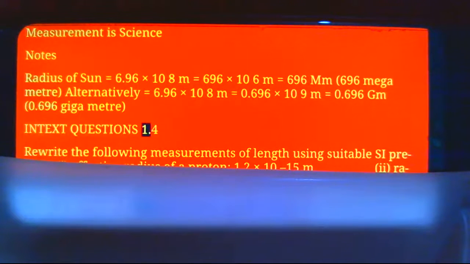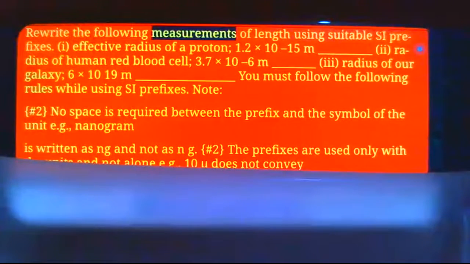Intext questions 1.4. Rewrite the following measurements of length using suitable SI prefixes. One: effective radius of a proton, 1.2 times 10^-15 meters. Two: radius of human red blood cell, 3.7 times 10^-6 meters. Three: radius of our galaxy, 6 times 10^19 m.